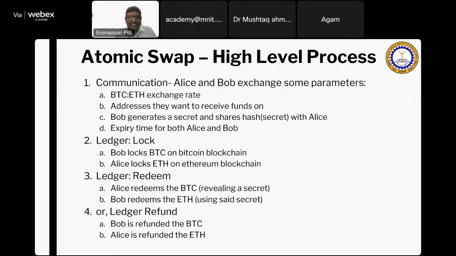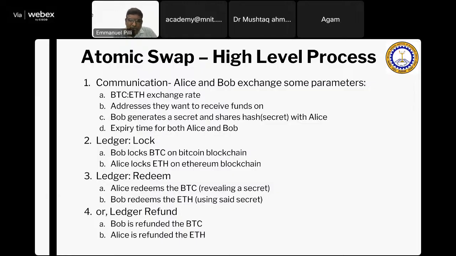So just see this high-level process, what happens. Alice and Bob exchange some parameters. The exchange rates are set between Bitcoin and Ethereum. They can set it among themselves. Addresses they want to receive funds on, they exchange that. Bob generates a secret key and shares a hash of the secret with Alice. Expiry time is set for both Alice and Bob.